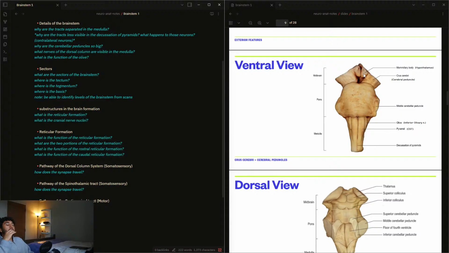I remember that decussation is where the various fibers cross. So rather than them all going down, they cross over each other and mix together, and I believe that's why there's less of a separation here. Hopefully I'm right. Why are the tracts separated in the medulla? For what I just said, I guess it's not super descriptive.